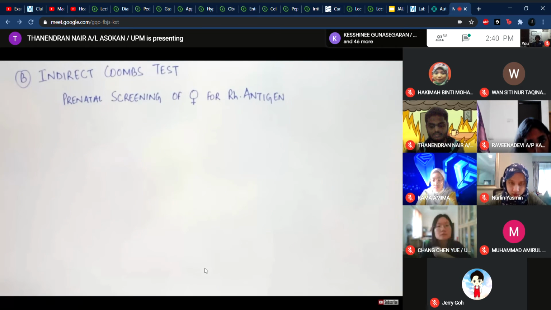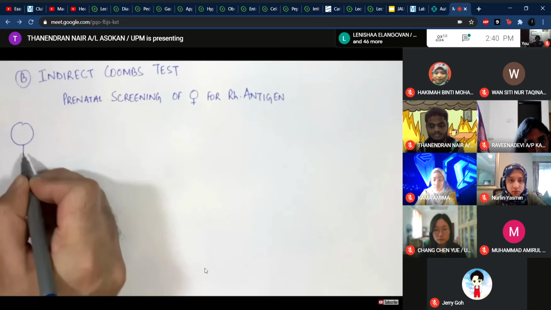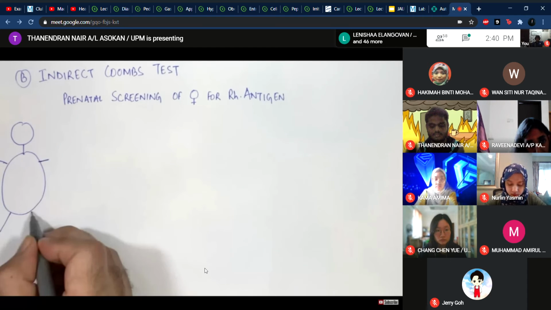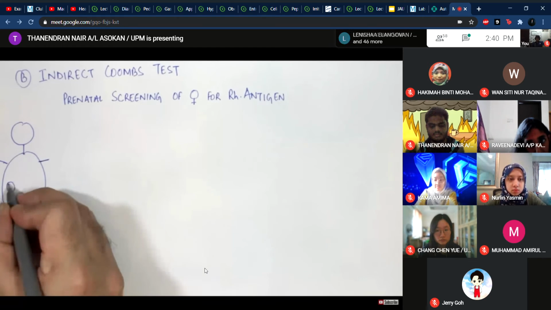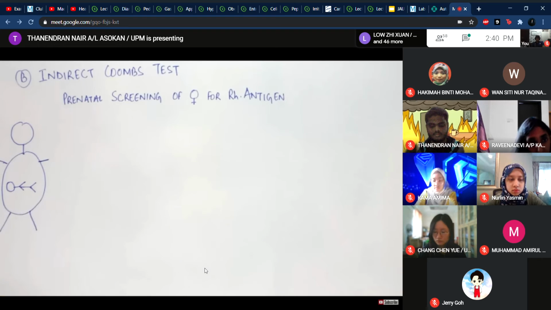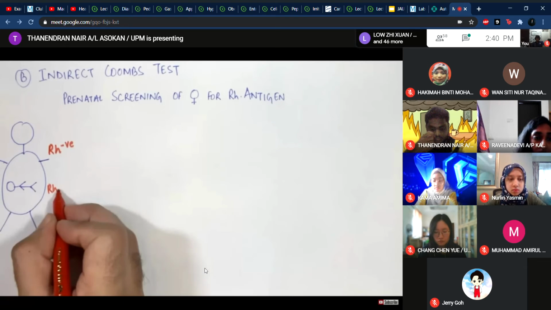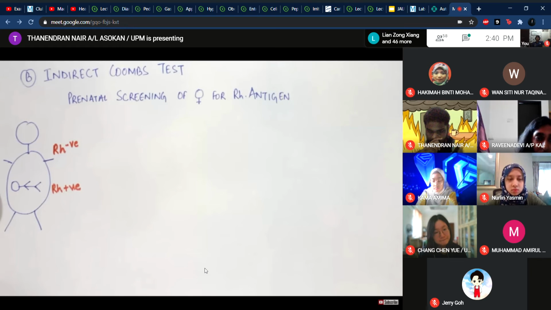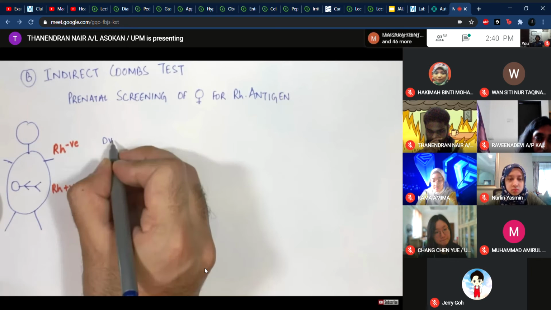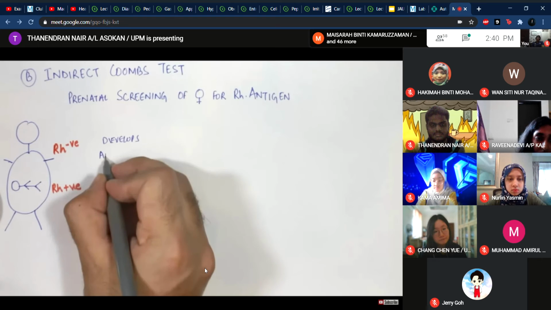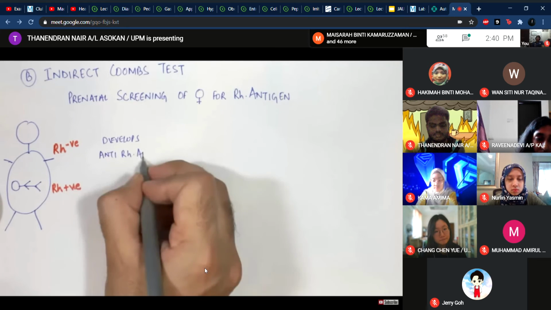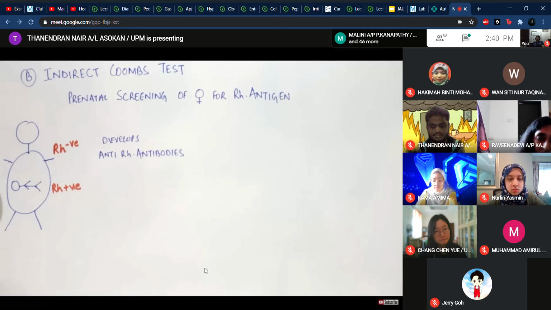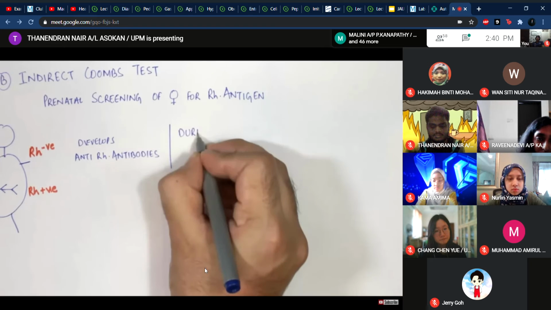Now let's suppose this is a pregnant female, and again, excuse me for my fantastic drawings. And let's suppose this is a fetus inside her womb. The female is Rh negative and the fetus is Rh positive. So what happens is sometimes at the time of parturition, the fetal blood comes in contact with the maternal blood, and the maternal blood develops anti-Rh antibodies against those RBCs.